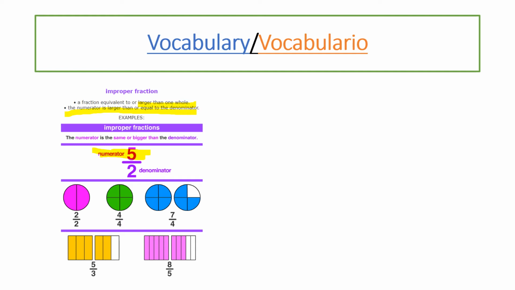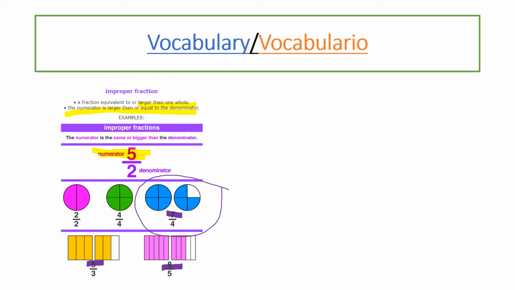Let's look at some other examples here. Do you see this example I'm about to circle in purple? 7/4. Look at that. We have 1/4, 2/4, 3/4, 4/4, 5/4, 6/4, 7/4. That's greater than one whole because the numerator is greater than the denominator. And if you look at the bottom here, 5/3. 5 is greater than 3. If you look here, 8/5. 8 is greater than 5.